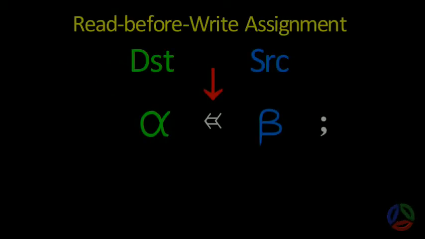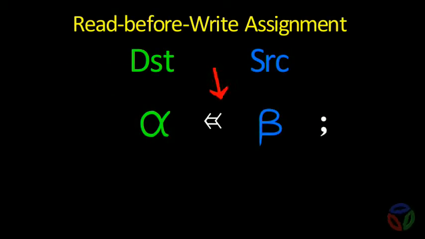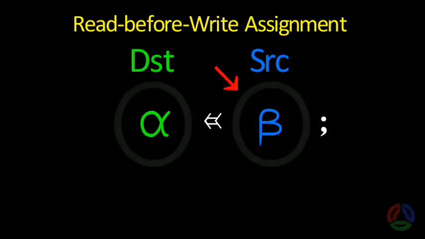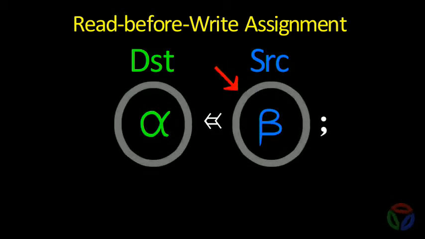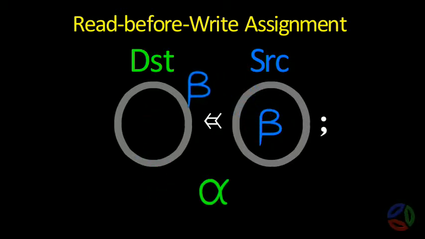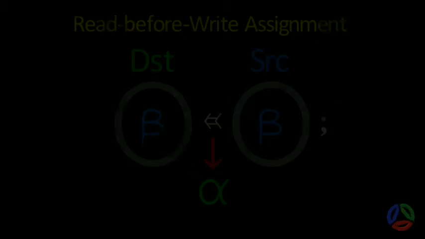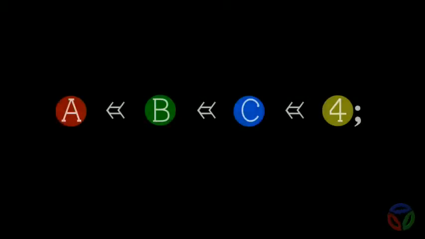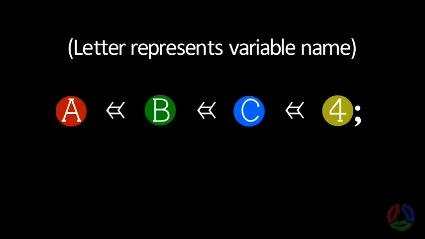The source expression to the right of this operator is evaluated first. What makes this operator different from the overwrite assignment operator is that the destination is read first before being overwritten by the value computed from the source expression. It is the original value read from the destination that is returned from the assignment operation. The subtle difference of the read before write assignment operator has very powerful consequences.